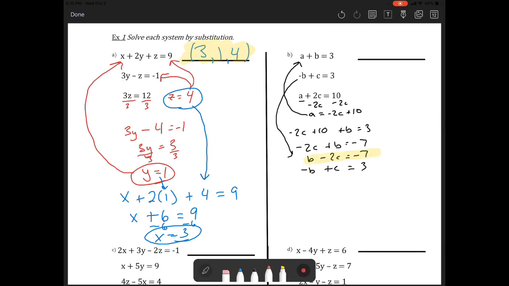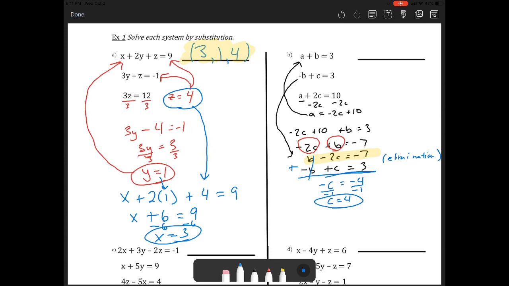Notice how, guys, all I did here was rotate my 2c and my b. I didn't change anything else. The reason I did that is strictly so these numbers could be opposite and we could do elimination. So I'm doing elimination right here. In doing that, my b's cancel, and I end up getting negative c equals negative 4, divide by negative 1, and I get c equals 4.